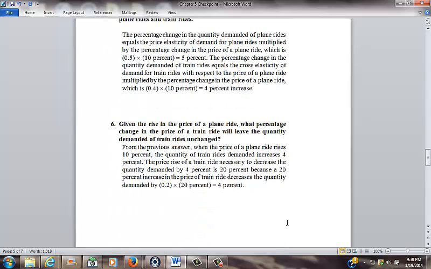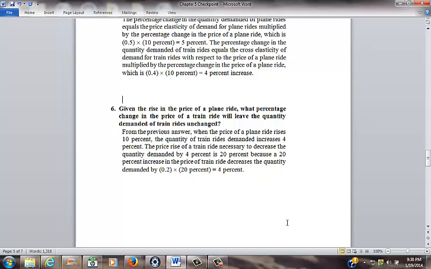Question 6. Given the rise in the price of a plane ride, what percentage change in the price of a train ride will leave the quantity demanded of train rides unchanged? You can look at the previous answer. When the price of a plane ride rises 10%, the quantity demanded of train rides increases 4%. And the price of a train ride necessary to decrease the quantity of train rides demanded 4% is a 20% increase.